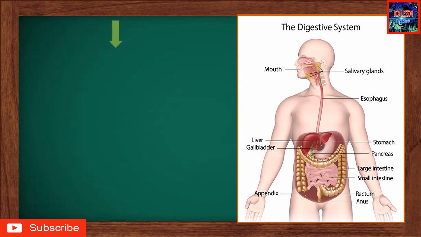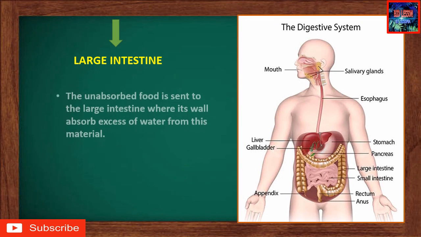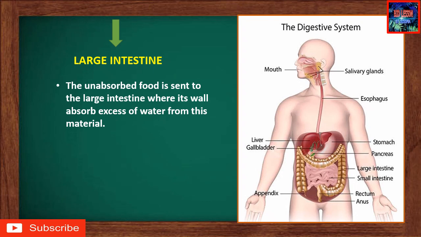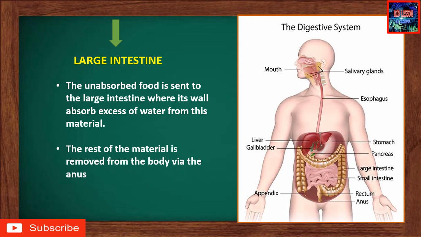Next comes the large intestine. So the unabsorbed food is sent to the large intestine, where its wall absorbs excess water from the material, and the rest of the material is removed from the body via the anus.